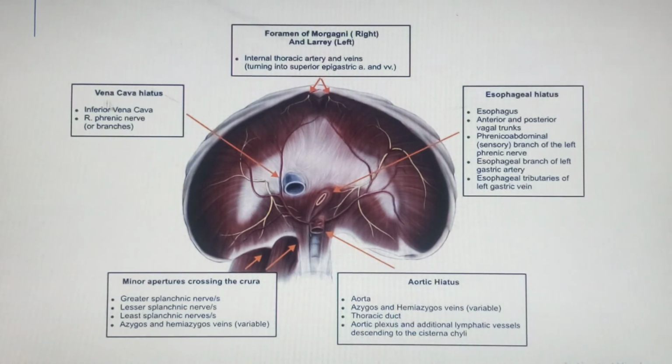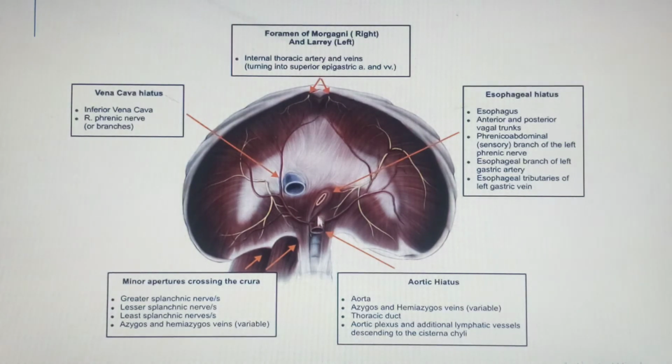Now, if you spell vena cava, 4 letters together, giving us 8. So it will be at the level of T8 vertebral level. The caval opening will be at the level of T8 vertebral level, but it is not only the inferior vena cava running through it. In addition, it will also be moving together with, of course, the right phrenic nerve.